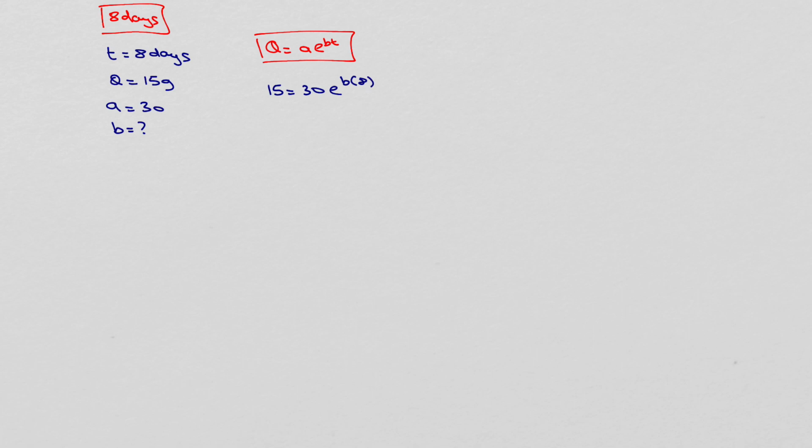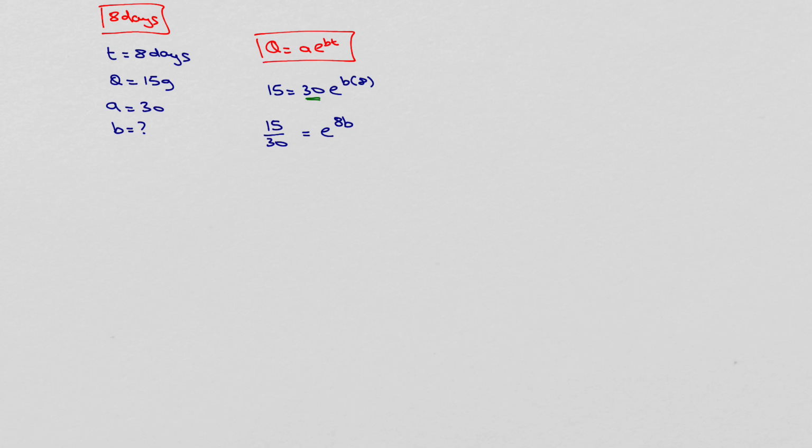Now, we cannot try and isolate b here on its own. So what we're going to have to do is apply our log rules. But before I can apply the log rules, I have to have e on its own isolated. So therefore I must get rid of this 30. So I'm going to divide both sides across by 30. So we have 15 divided by 30 equals e to the power of b times 8. So that's just going to be 8b.